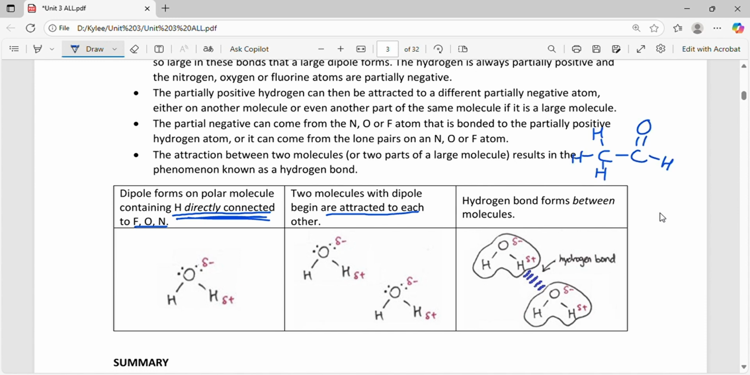So these hydrogens that are on this side are not going to participate in hydrogen bonding. And the reason for that is because they're not directly connected to F, O, or N. Neither is this hydrogen. This hydrogen is not connected to an F, O, or N directly. So this molecule, even though it contains both hydrogen and an oxygen, would have no hydrogen bonding. The hydrogen has to be directly connected to an F, O, or N. So that's a common misconception that students really struggle with, which is why I made it an emphasis.